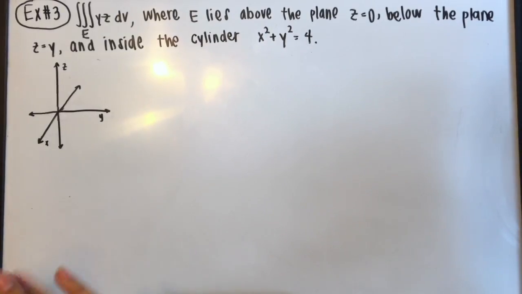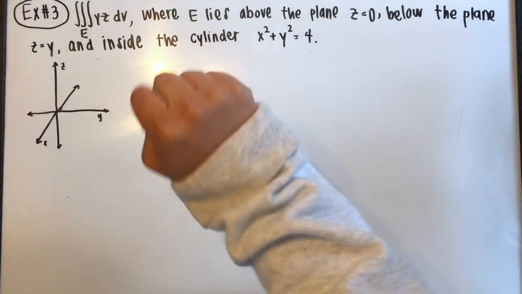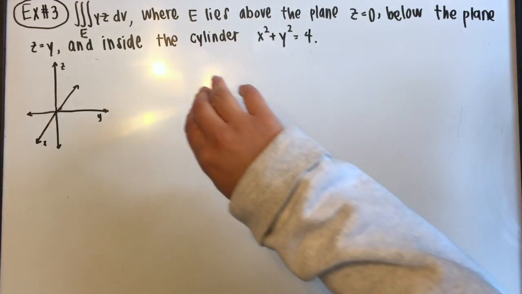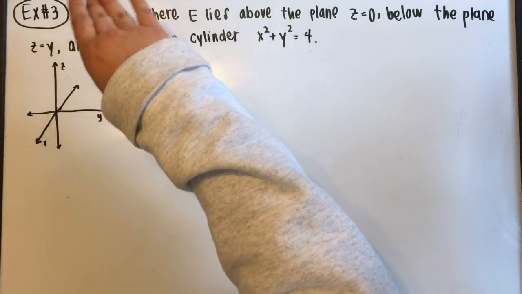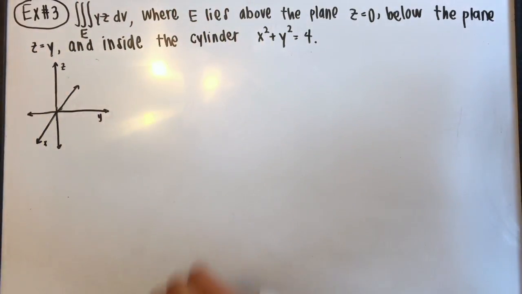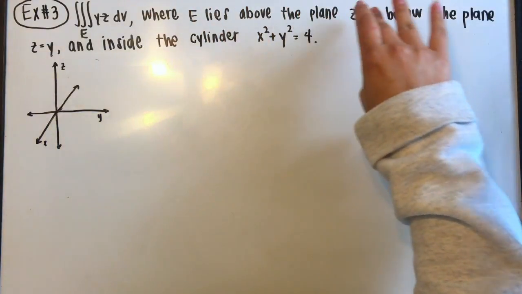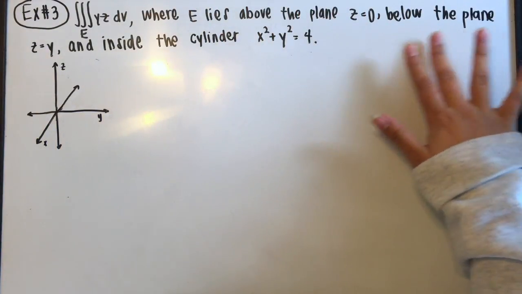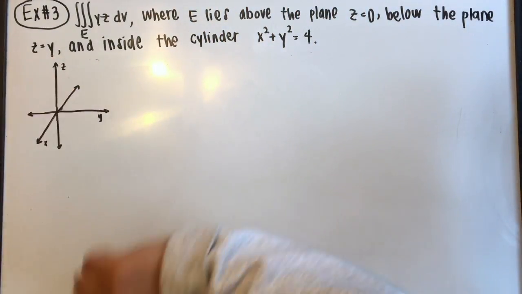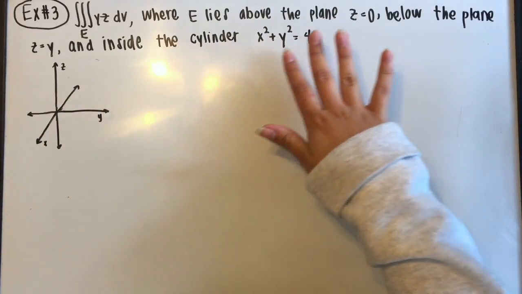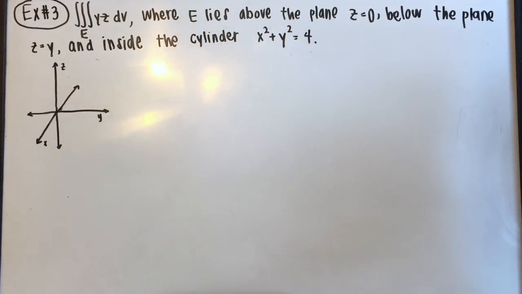All right, so our third example is, it says, the triple integral of y times z dv, where E lies above the plane z equals 0, below the plane z equals y, and inside the cylinder x squared plus y squared equals 4. So let's draw our graph first.